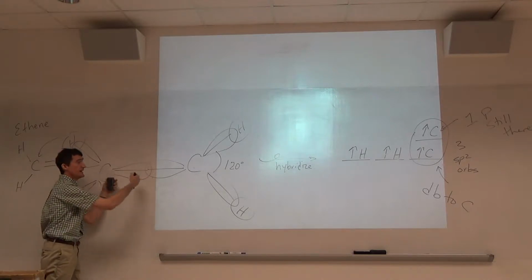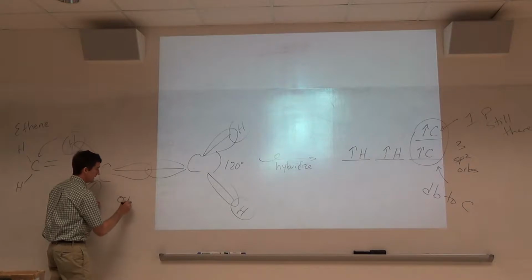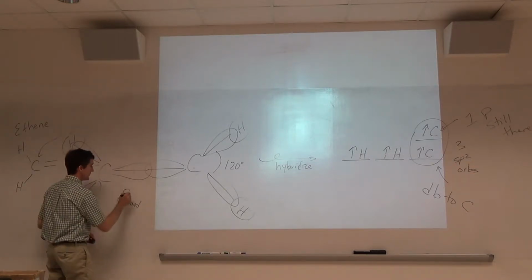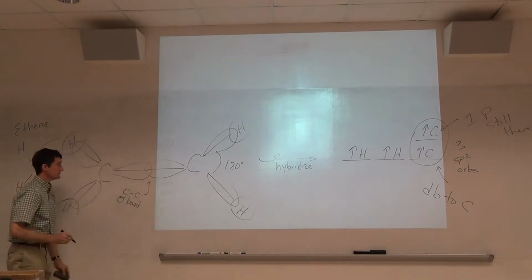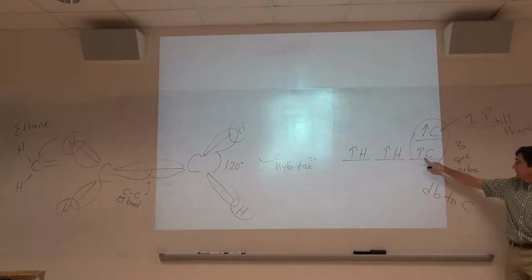Sigma bond. It's head-to-head. 2 orbitals are head-to-head overlap. There's a sigma bond. And that's a what? Carbon sigma bond. Okay? Which one is that over here? That's right there, made with the hybrids.